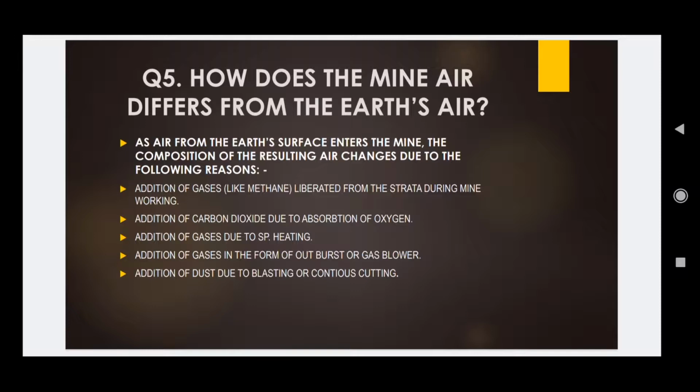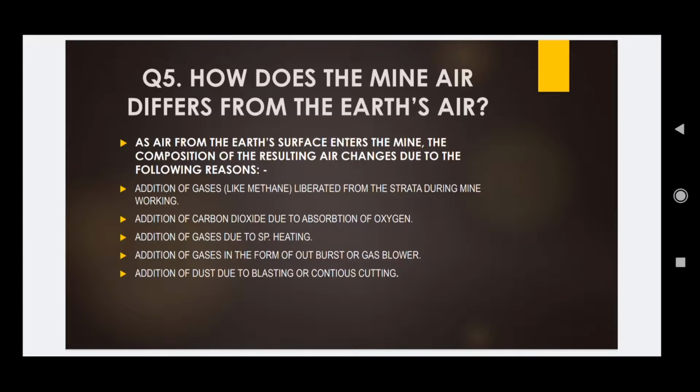Addition of gases liberated from the strata: we all know that during the time of coalification, mainly methane got trapped in the coal seams, that is, in the cracks, crevices or pores of the coal seams. Now, as the mining proceeds, these pores and cracks are exposed to the working. Therefore, the gases which were trapped in them are also added to the working, that is, into the mine air.